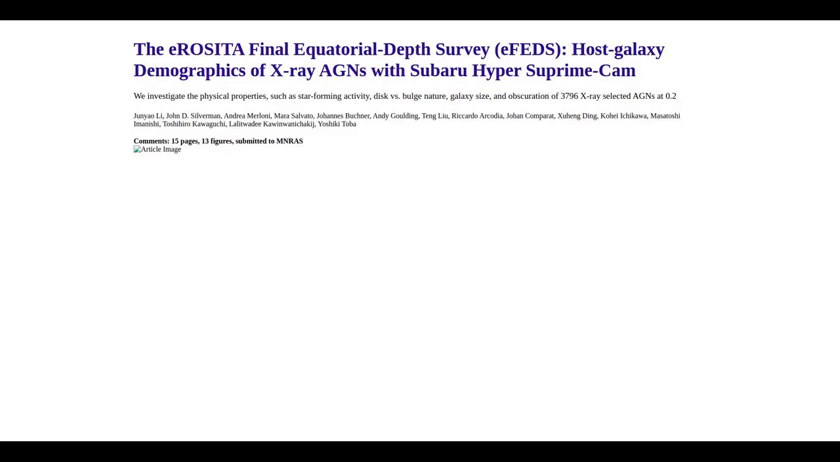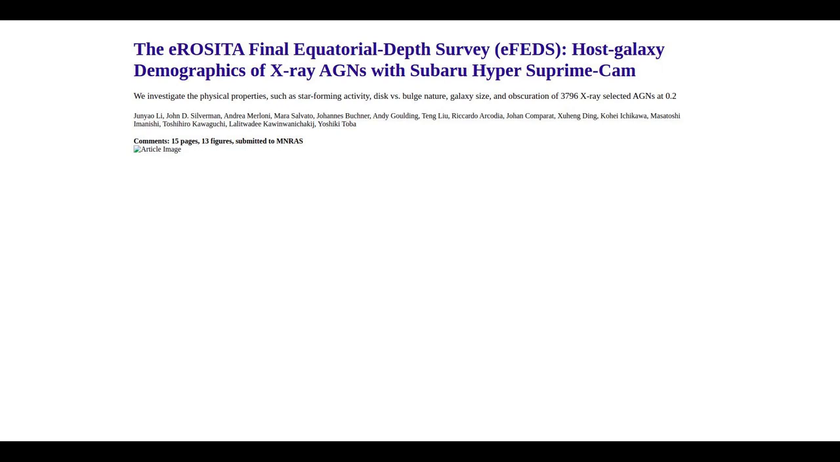Next article. The eROSITA Final Equatorial Depth Survey: Host Galaxy Demographics of X-ray AGN with Subaru Hyper Suprime-Cam. We investigate the physical properties, such as star-forming activity, disk versus bulge nature, galaxy size, and obscuration of 3,796 X-ray selected AGN at 0.2 < z < 0.8 in the eFEDS field.